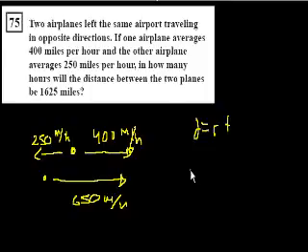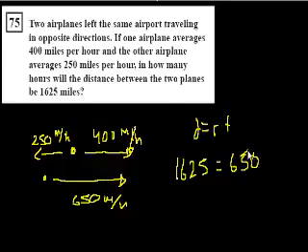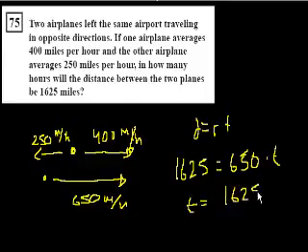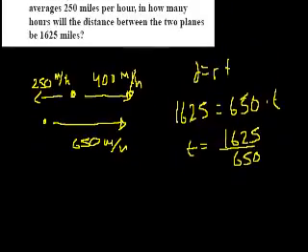So we have to cover 1625 miles, because that's what they want to know. When does that happen? At what point are the planes that far from each other? That is equal to their relative velocity. They're separating from each other at 650 miles per hour. And we want to know how long that's going to take. So time is going to equal 1625 divided by 650. See if we can simplify that at all.